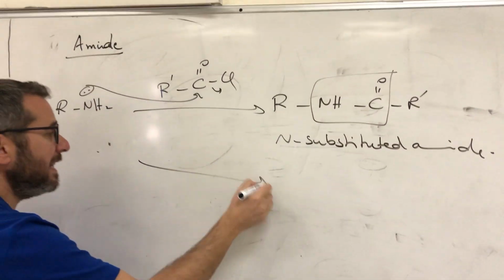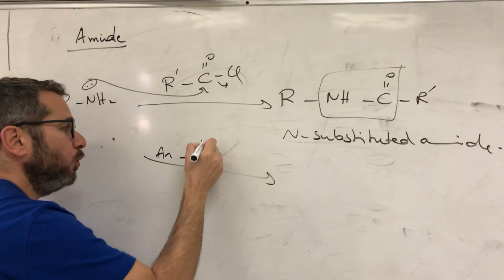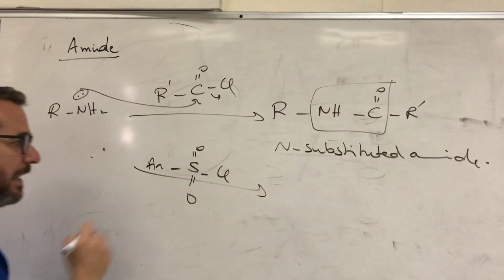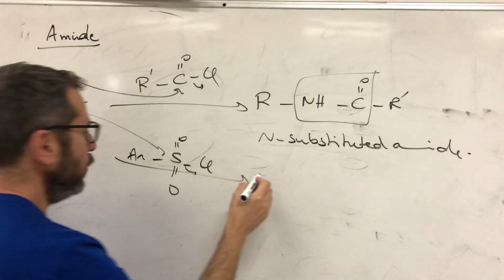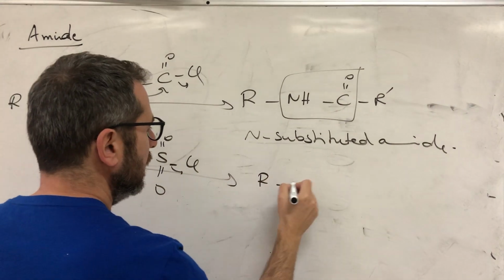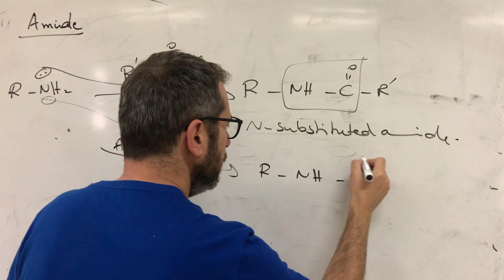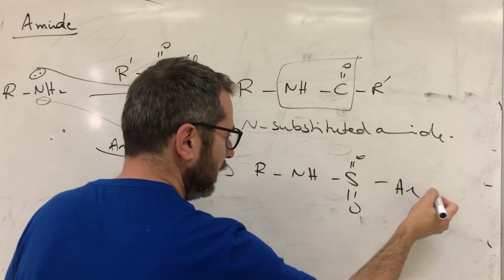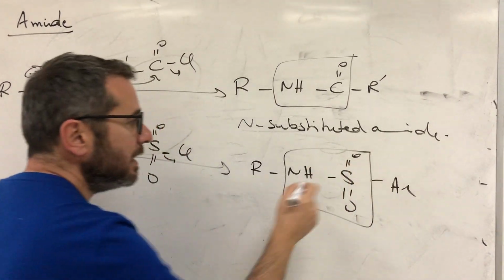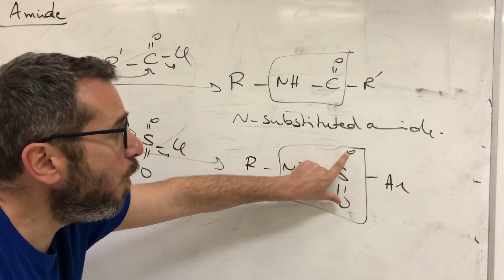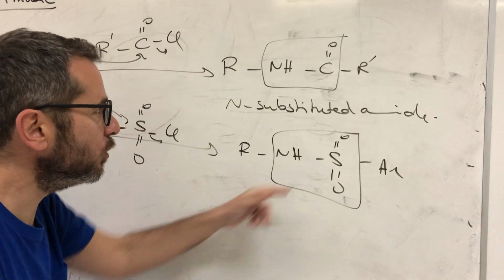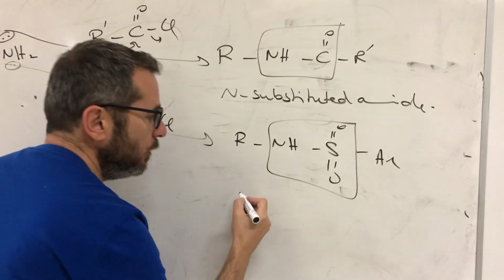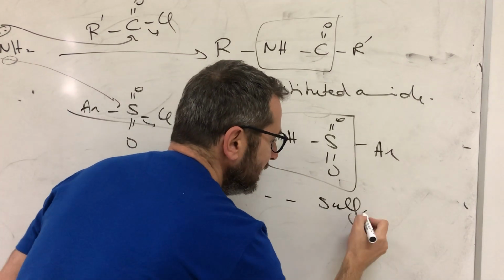We can also add this type, aromatic SO2Cl. You will see it in books. In this case, you will obtain RNHSO2 aromatic, which can also be aliphatic. So this function is sulfone. SO2 is sulfone, SO is sulfoxide. So it is an N-substituted sulfonamide.